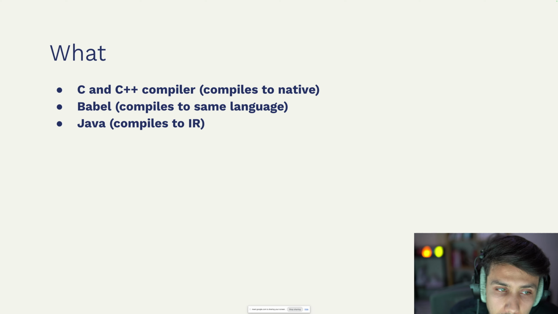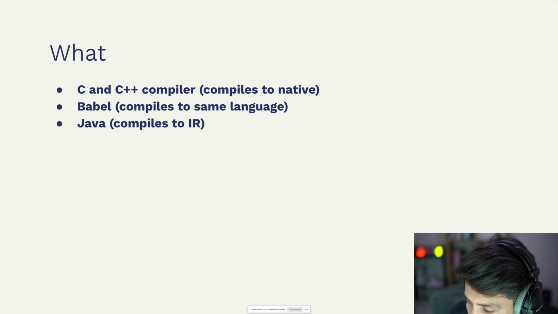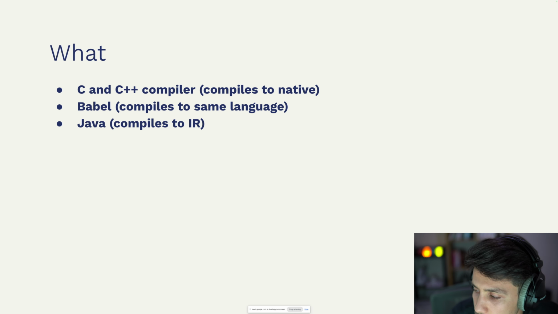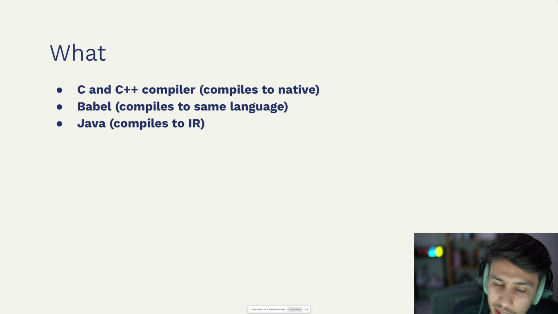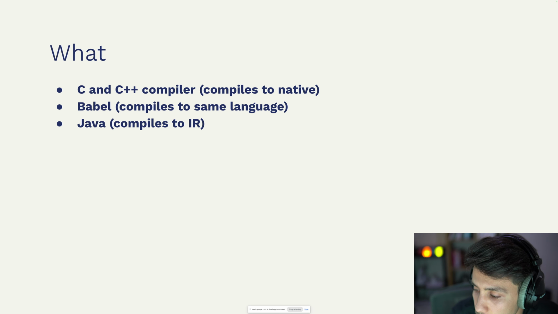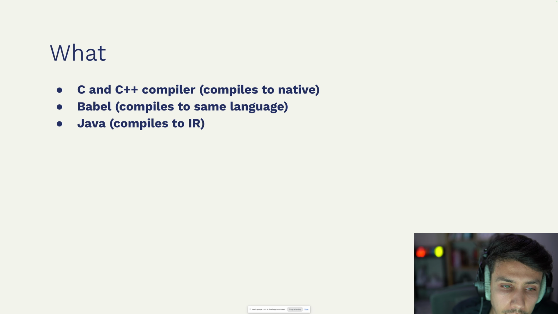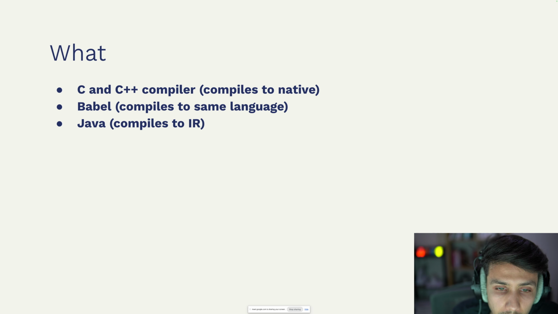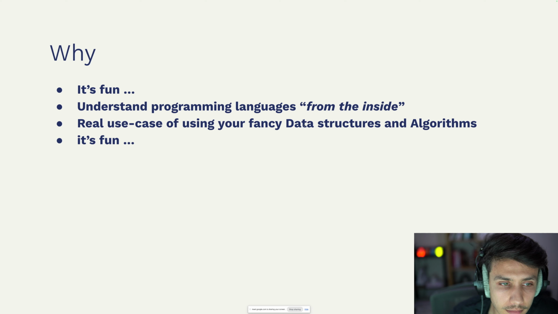Examples of compilers you can make: C and C++ compilers, which compile to native code. We have Babel, which compiles to the same language, although in a different format. Then we have Java as an example of something that compiles to an intermediate representation, where the source is compiled to a bytecode that is supposed to be run by something else. Actually, I guess we covered that already. Okay.